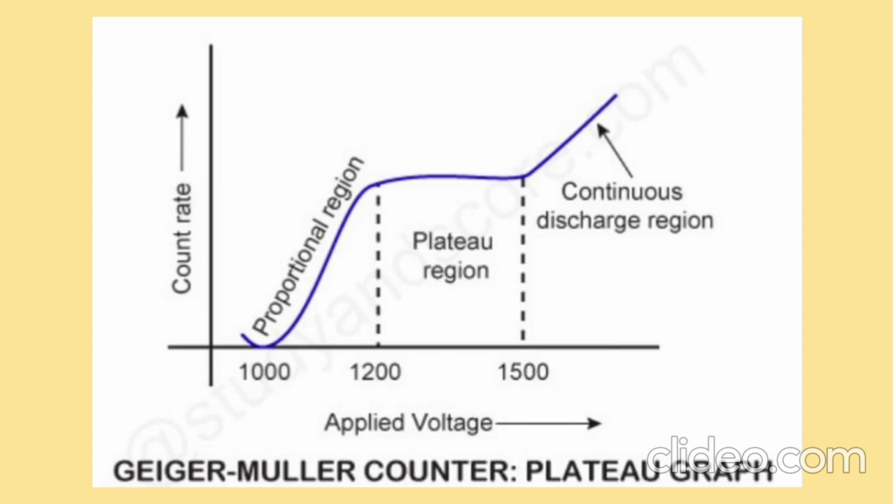Some of the precautionary measures while operating a GM counter are: the operating voltage must correspond to the midpoint of flat plateau region of the plateau graph. If the continuous discharge is produced, the voltage should be lowered. The applied voltage must be relatively stabilized, and introduction of light should be prevented to avoid photoelectric effect.